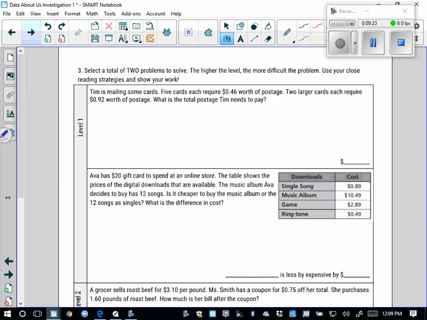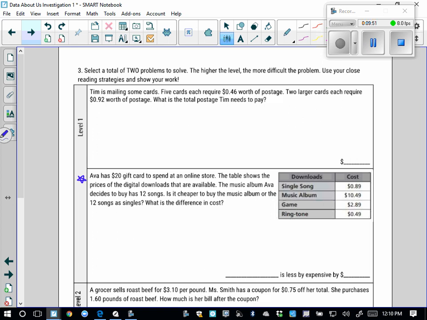I'll look at part level 3 here. Number 3, I'm going to look at the level 1 problems. Select a total of 2 problems to solve. So we're going to just do one on the video. The higher the level, the more difficult the problem. Use your close reading strategies. So I'm going to do this one that I noticed some people had questions about in class. I'm going to select this level 1 problem.